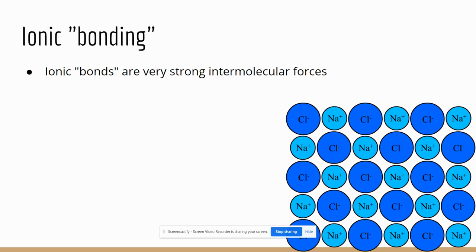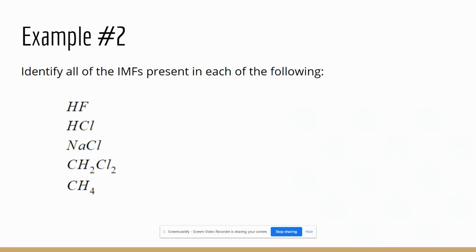So in this example we've got Na+ and Cl-, and it's held in this crystal lattice by these extremely strong intermolecular forces. Ionic solids tend to have super, super high melting points for this reason. Pause here. And I'll wait about 5 seconds and then I will say the answer out loud.